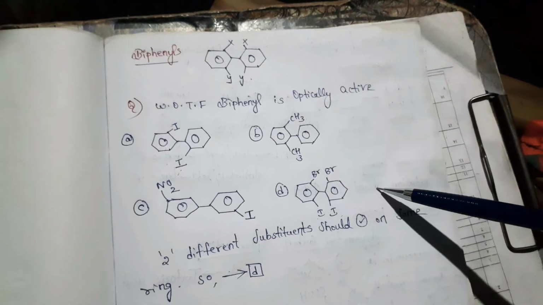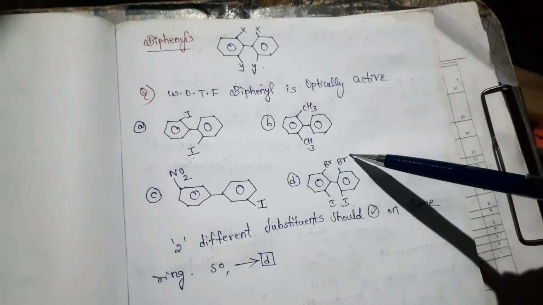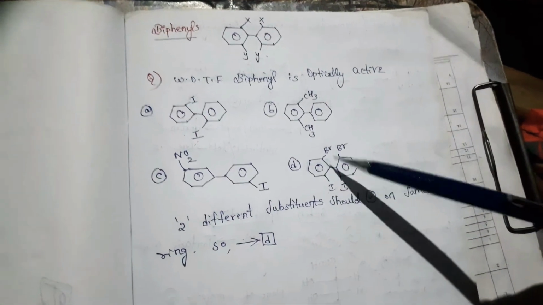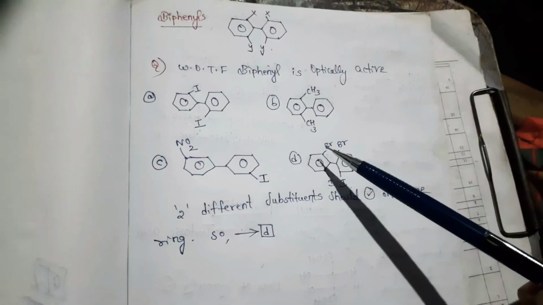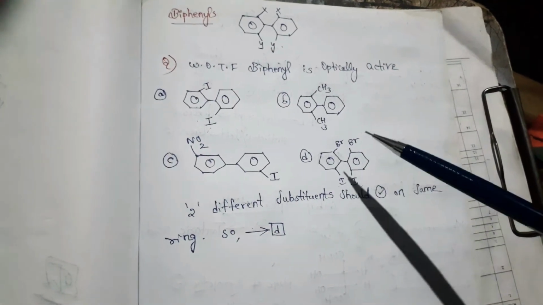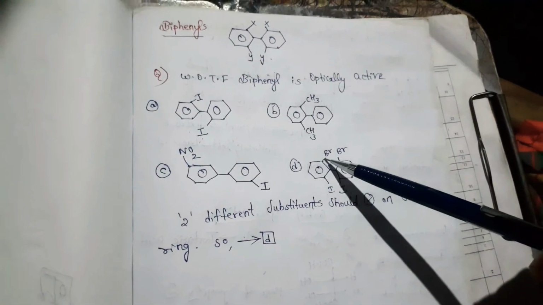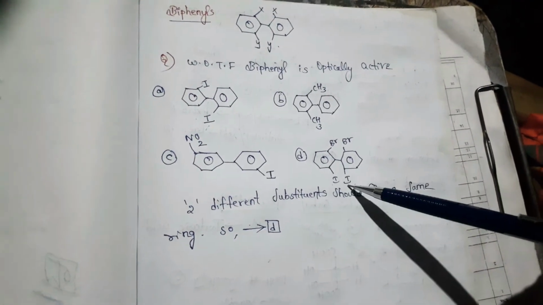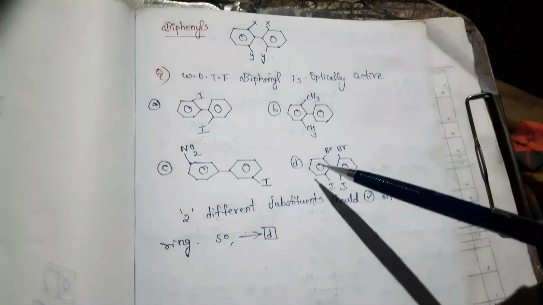If we observe this, here both the substituents are the same, here also the same, so this is the biphenyl which is optically active. To this one ring, two different substituents are present, so here D is our option.